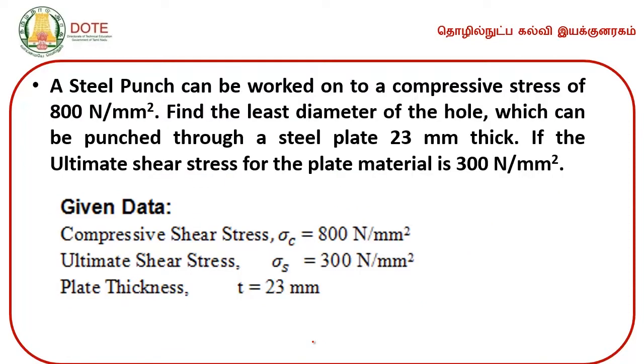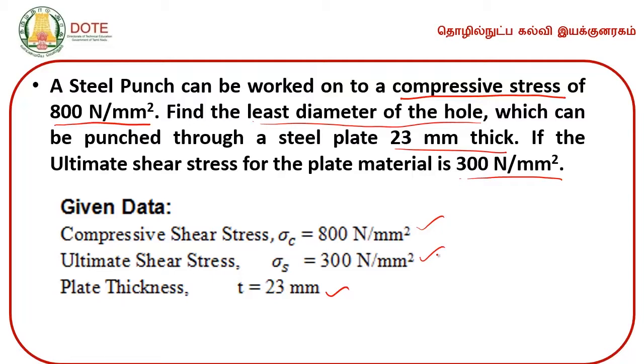In the second problem, a steel punch can be worked onto a compressive stress of 800 Newton per mm square. Here the compressive stress is given. Find the least diameter of the hole which can be punched through a steel plate of 23 mm thickness, if the ultimate shear stress for the plate material is 300 Newton per mm square. So the compressive stress is given as 800 Newton per mm square, the plate thickness is 23 mm, and the ultimate shear stress is 300 Newton per mm square.